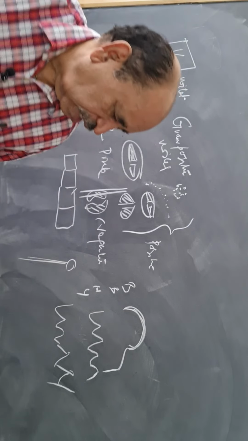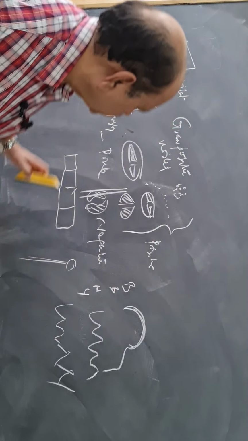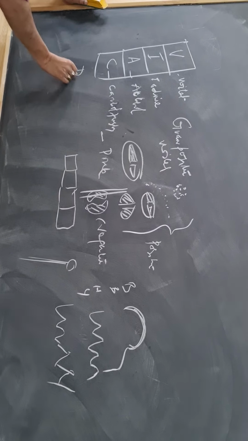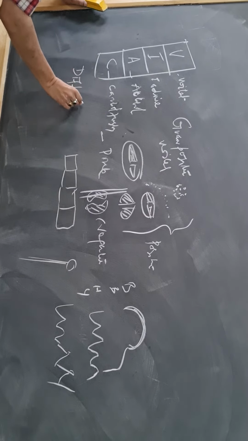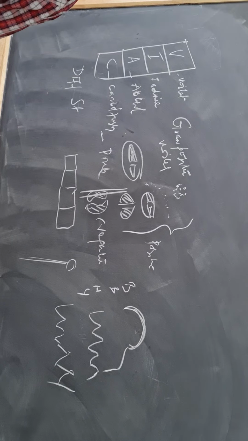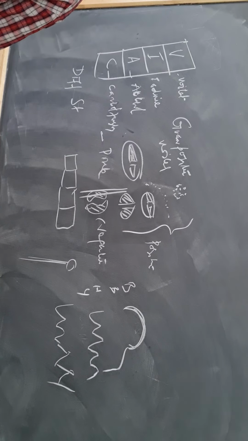And actually today's practical is Ziehl-Neelsen staining. Ziehl-Neelsen staining is a differential staining. Gram staining is also a differential staining. Gram positive look violet in color. Everybody repeat: gram positive look violet in color. Gram negative look pink in color.